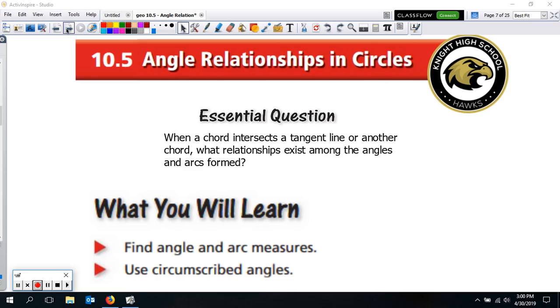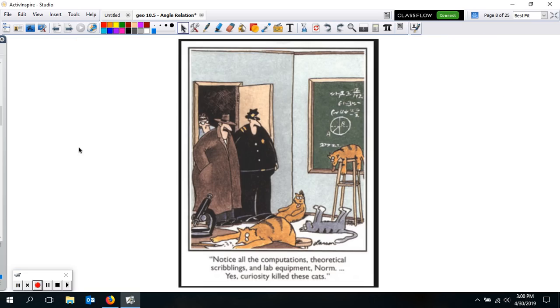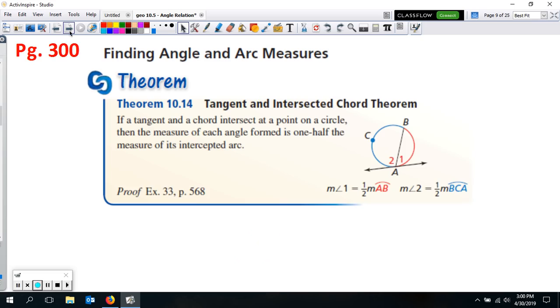First, let's do a little cartoon of the day. So notice all the computations, theoretical scribblings, and lab equipment, Norm. Yes, curiosity killed these cats. Alright, a little Far Side cartoon.